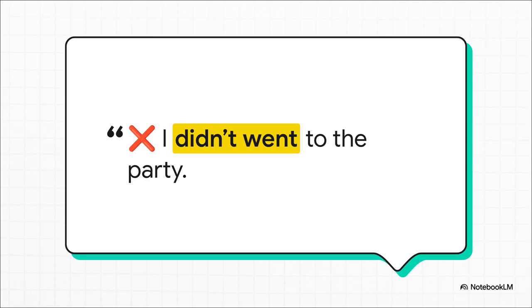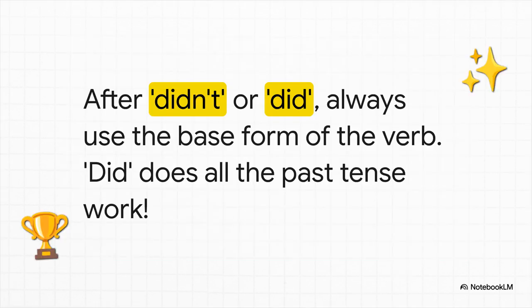Oh man, this right here, this is probably the number one mistake I see people make. You see, because did is already doing the work of being in the past, we don't need to change the main verb, too. So write this down, remember it, tattoo it on your brain. Okay, maybe don't do that, but this is the golden rule. After you use didn't or did, the main verb gets to relax. It always stays in its original base form. Did does all the heavy lifting for us.